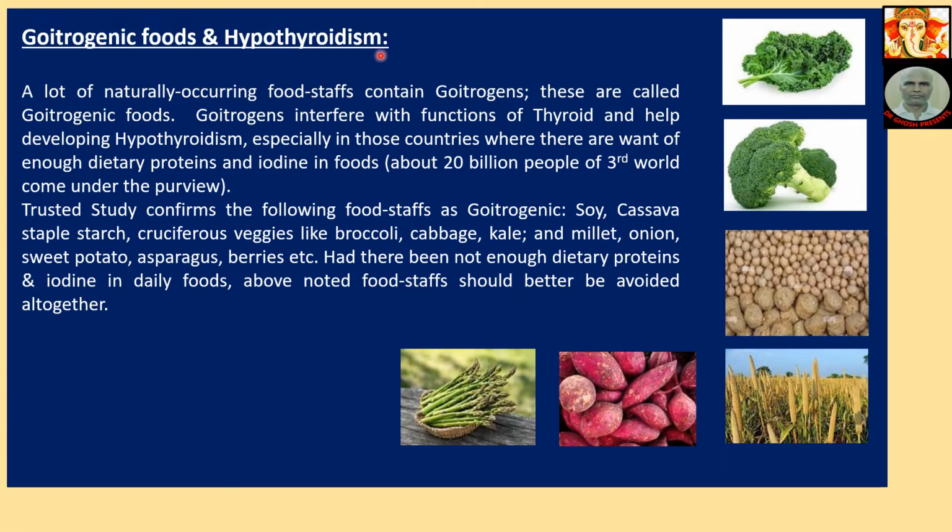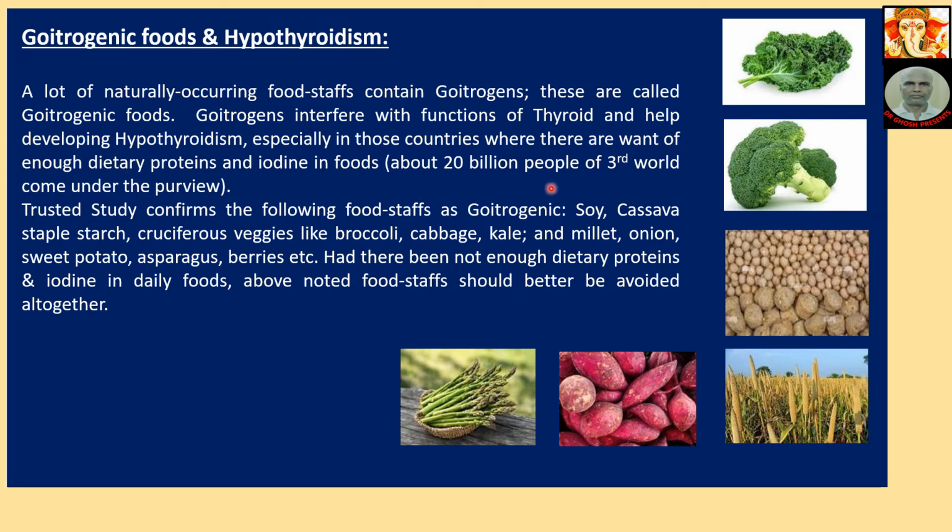Goitrogenic foods and hypothyroidism. That's a very important topic. It has come to light after modern study that a lot of naturally occurring foodstuff contain goitrogens. These are called goitrogenic foods. Goitrogens interfere with the function of the thyroid and help develop thyroidism, especially in those countries where there is a want of enough dietary protein and iodine in foods.